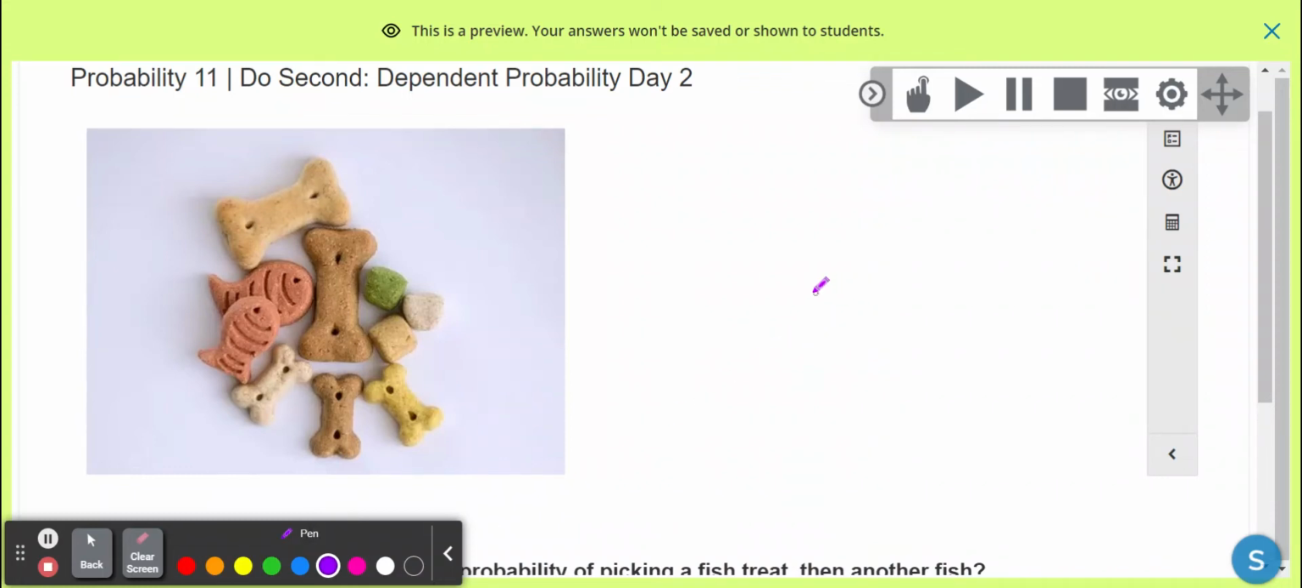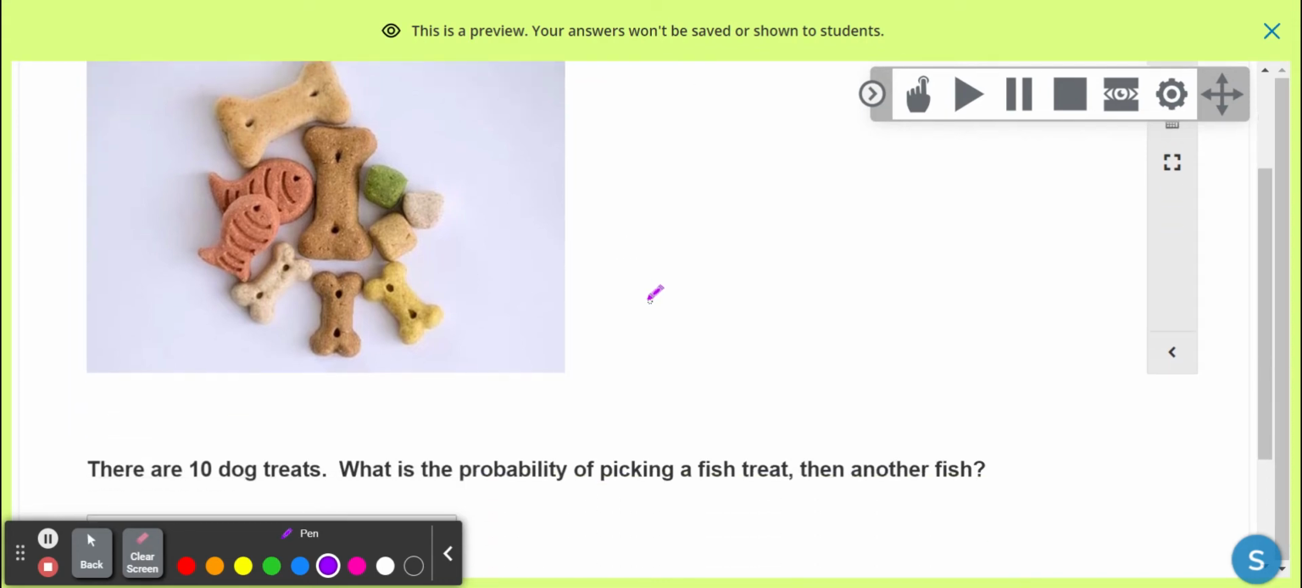Here are a few examples from probability 11. It is just like probability 10, except you have to find the final answer. So there are 10 dog treats. What is the probability of picking a fish treat, then another fish?